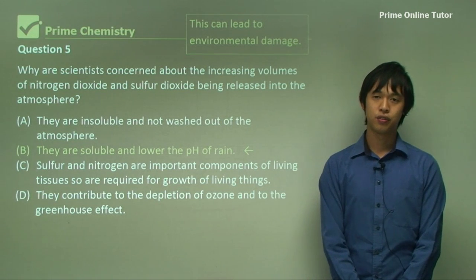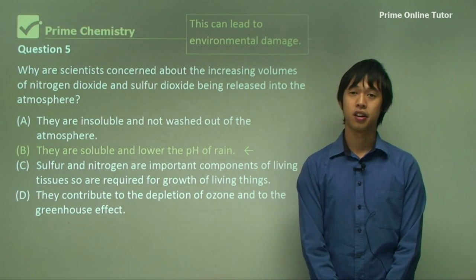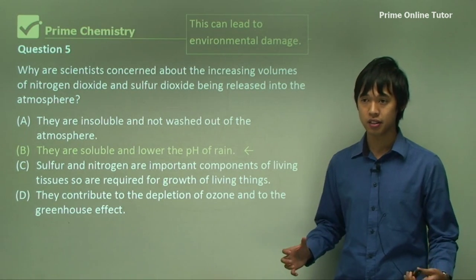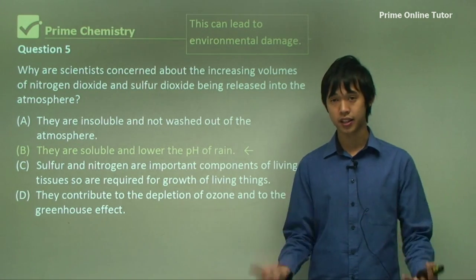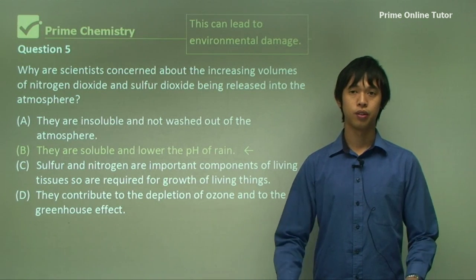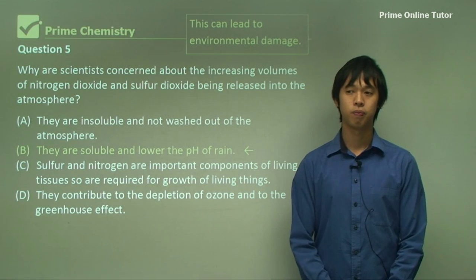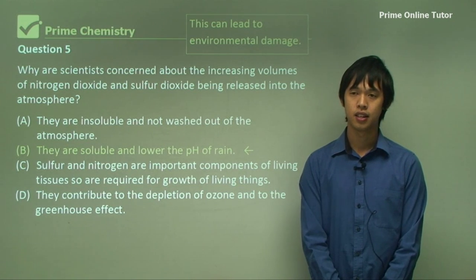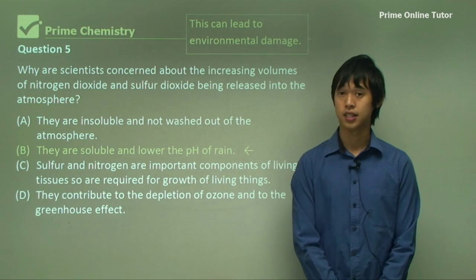So hopefully you've learned something about the increase in acidic oxides in the atmosphere. We've looked at how we can gather evidence and how we can sort of validate that evidence. So hopefully you'll think about maybe what the consequences of these oxides are, and how to assess scientific methods.